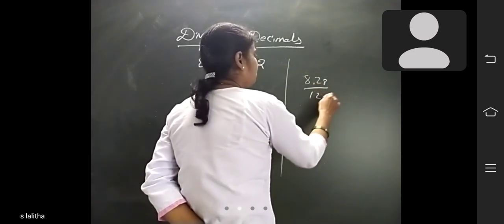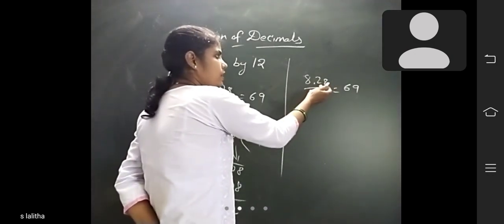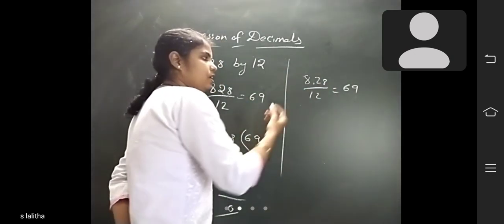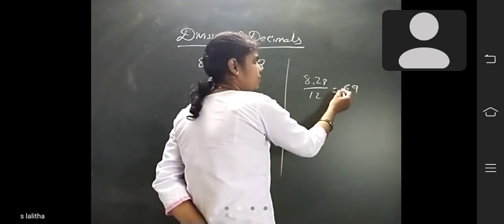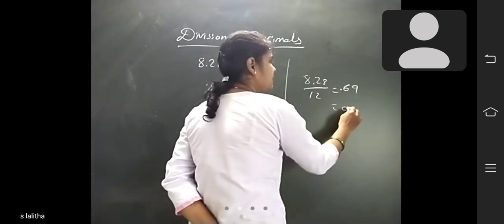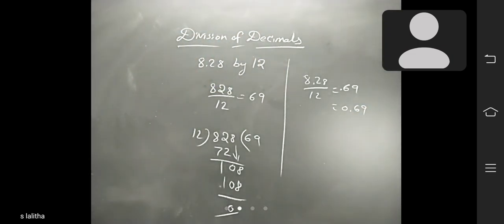8.28 divided by 12 is equal to 69 digits. Here 2 digits after the decimal point are there. So in the answer also you should keep 2 digits after the decimal point. 1, 2. So keep the point here. So what is the answer? 0.69. Did you understand? How can you do?